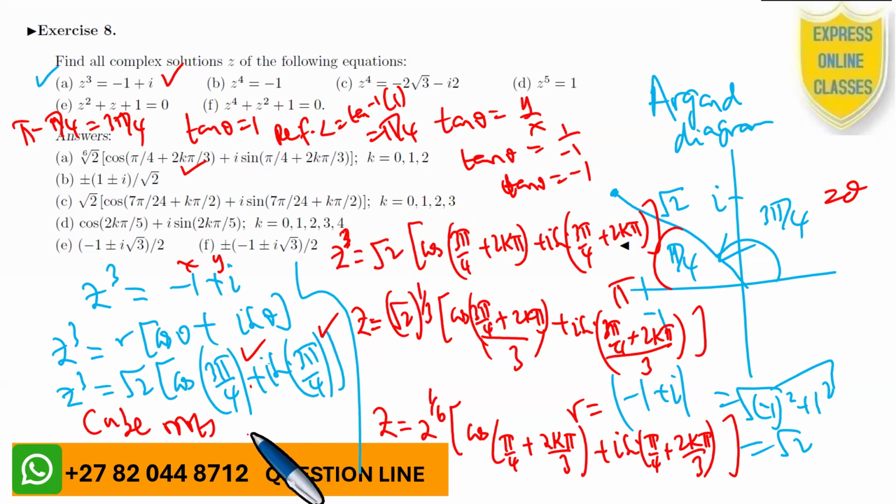Okay, but the cube roots are valid for what? For 3 values of k: 0, 1, 2. Because those are the cube roots. So you have 0, 1, 2, those are the cube roots.